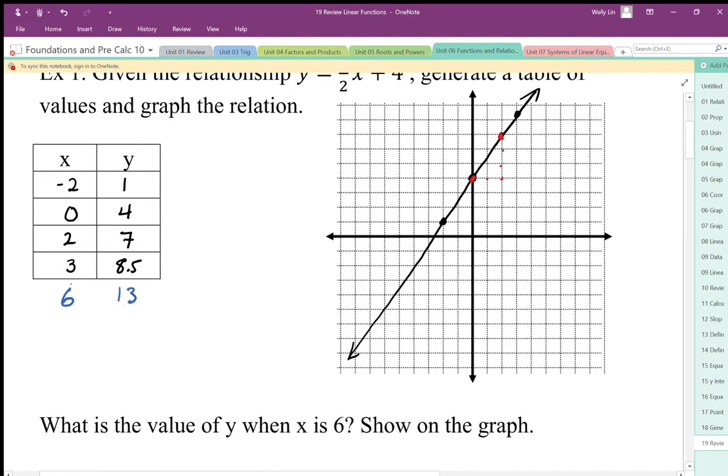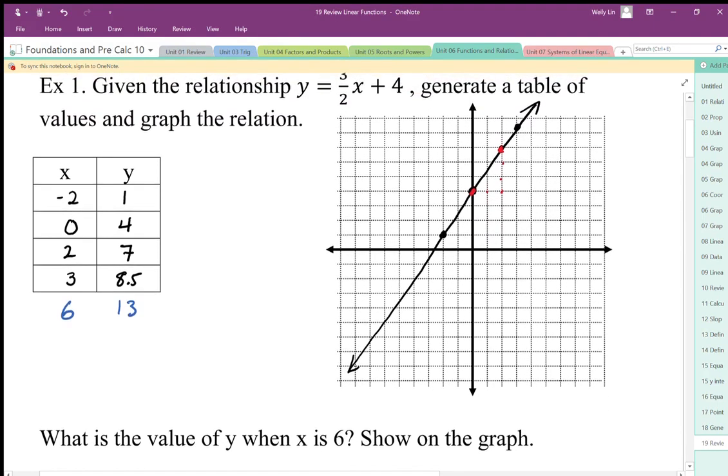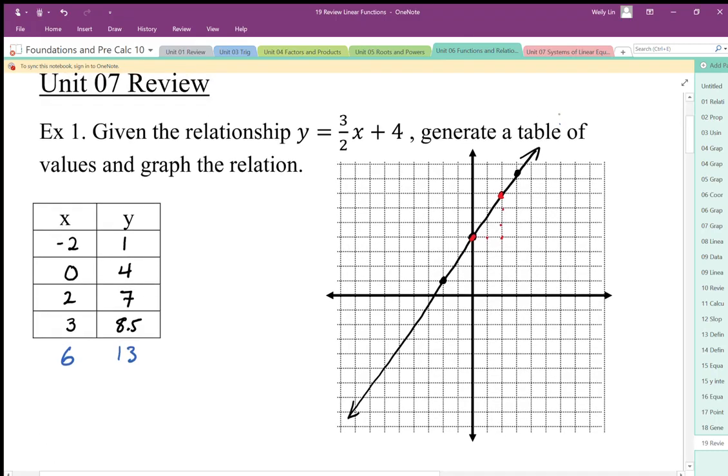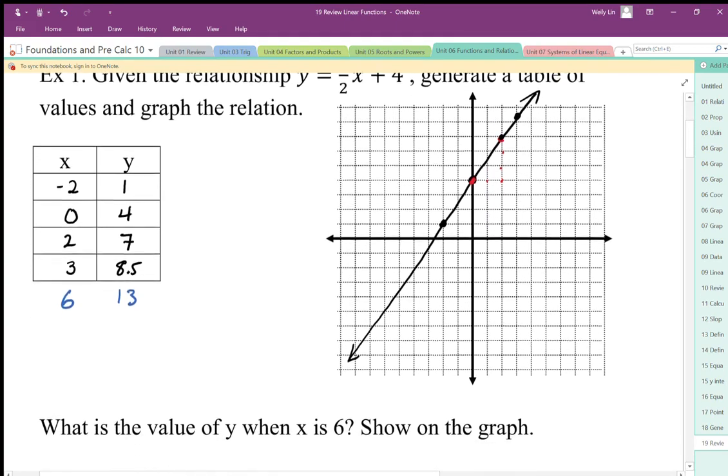Input, output, table of values, coordinate pairs on the graph. And x equals 6, it's going to go way off my graph here. So 6 and 13 is going to be way up here somewhere. Okay, so there's going to be my 6 and 13 coordinate.